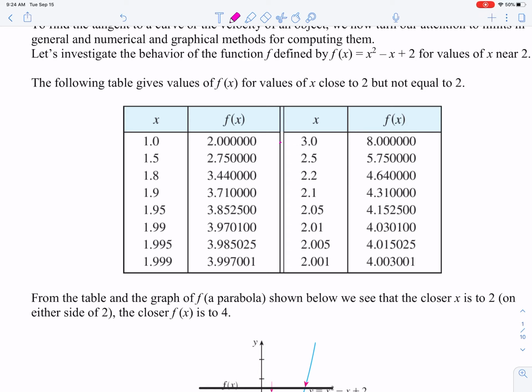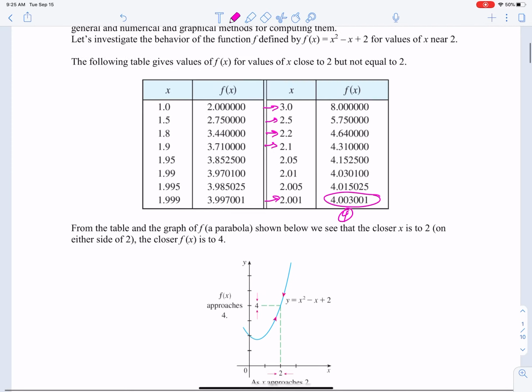So 3, then we're getting closer to 2, 2.5, 2.2, 2.1, etc. We can see, again, as we get really, really close, infinitely close, we could put more and more zeros between the 2 and the 1. We can see that our function value is yet again approaching 4. Okay? So that's the idea of a limit.